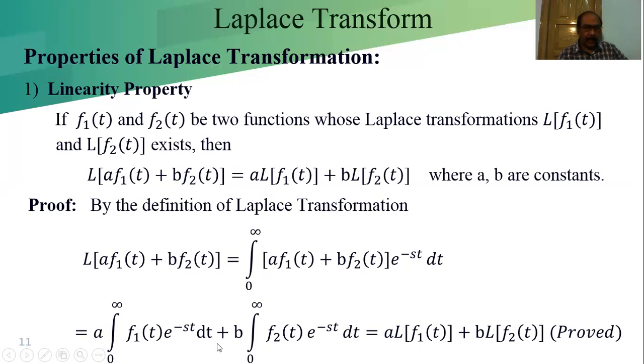Now, by the definition of Laplace transformation, the first part is the Laplace transformation of f1(t), and the second term is the Laplace transformation of f2(t). So we can write a into Laplace transformation of f1(t) plus b into Laplace transformation of f2(t). This is the proof of the linearity property.